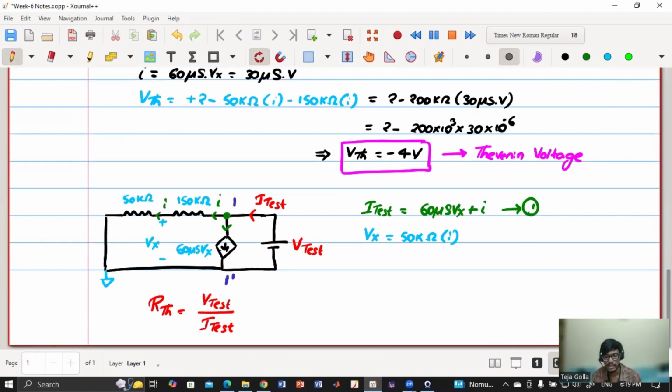Because I can neither short the current source because it's a dependent source, nor can I open it because it's a dependent source. I cannot do anything. So how will I find the resistance? It is not so straightforward.